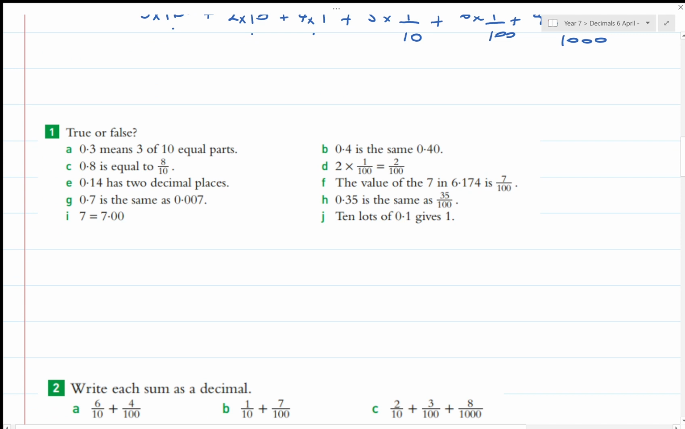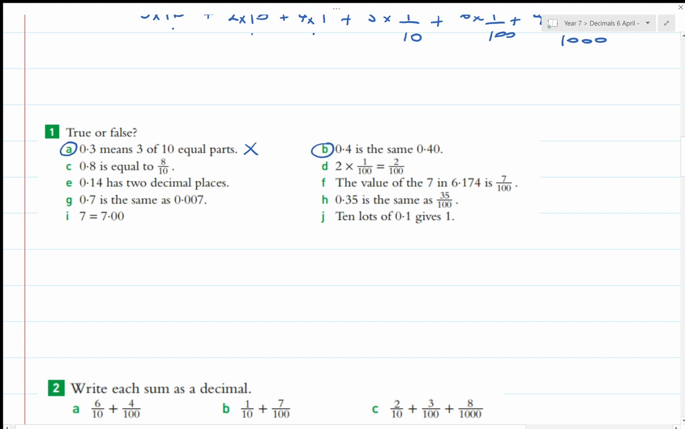So let's go through here and do some true-false questions. So, girls, I'm just going to do some of these, and the ones that I do I'll circle, and everything else is for you to do afterwards, okay? So 0.3 means 3 of 10 equal parts. No, that doesn't make any sense whatsoever, okay?